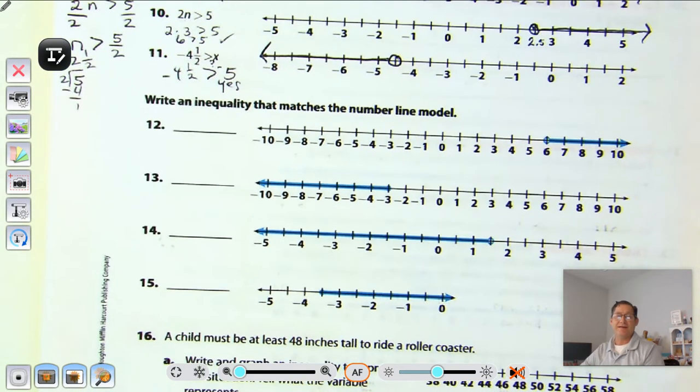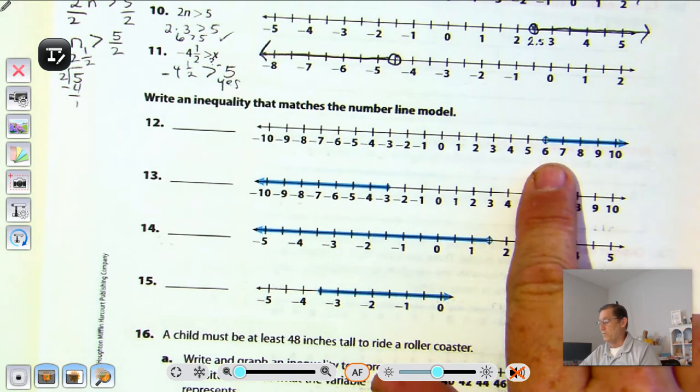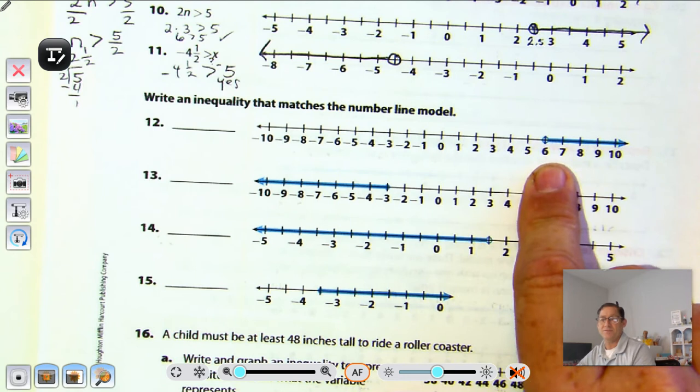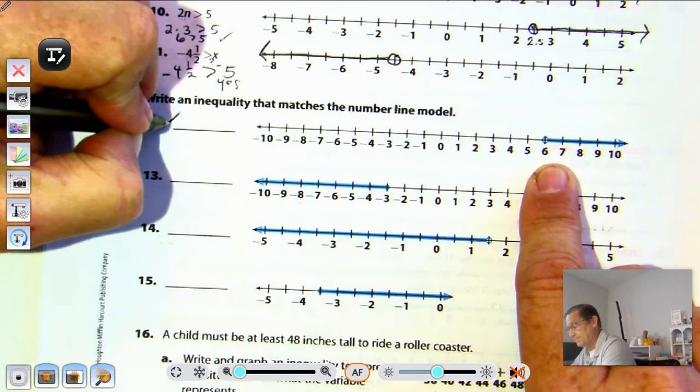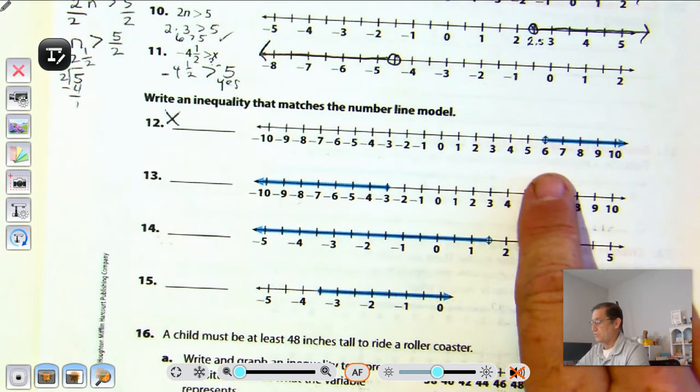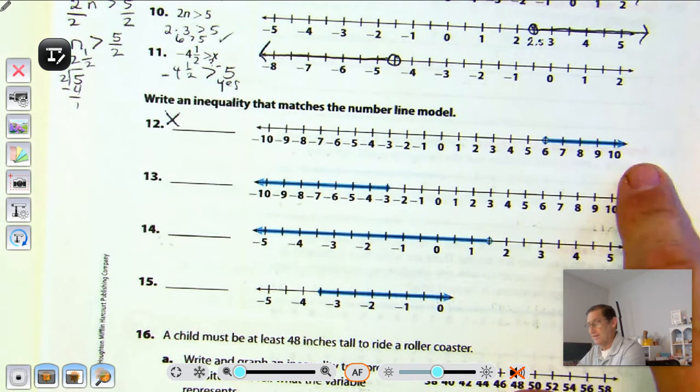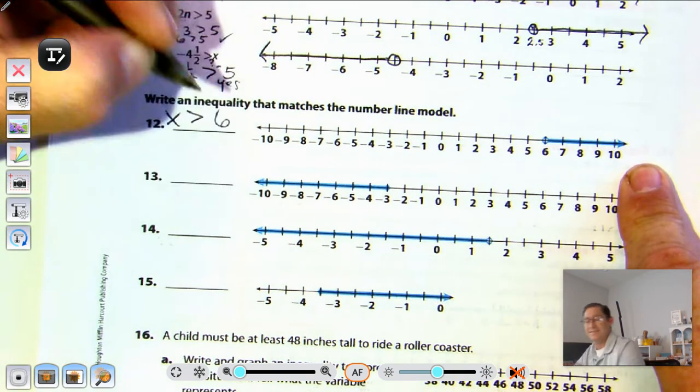All right, number 12, write an inequality that matches the number line. Okay, so I see an open circle, so the answer does not include 6. And the numbers are all to the right, so the numbers have to be greater than 6.